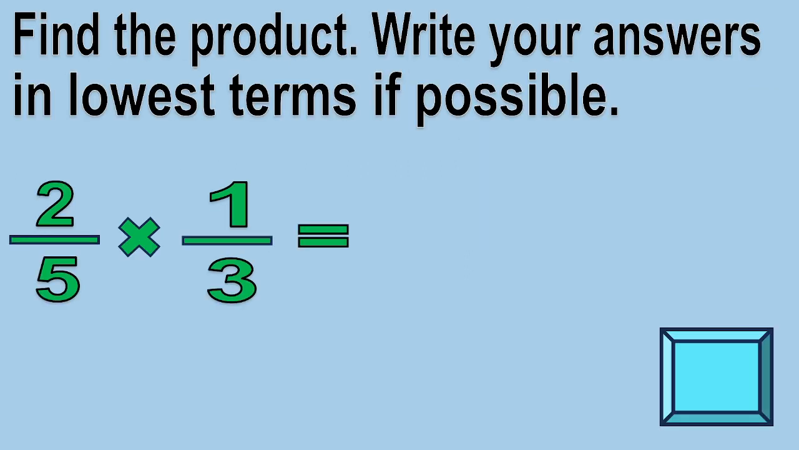Quiz time. Let's answer this. Find the product. Write your answers in the lowest terms if possible. You only have 5 seconds to answer. 2/5 times 1/3. Start now. Time's up. The answer is 2/15.